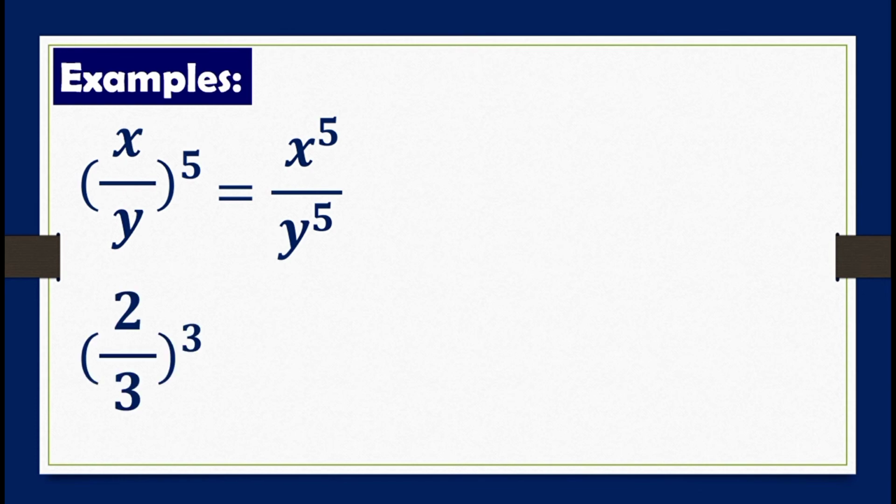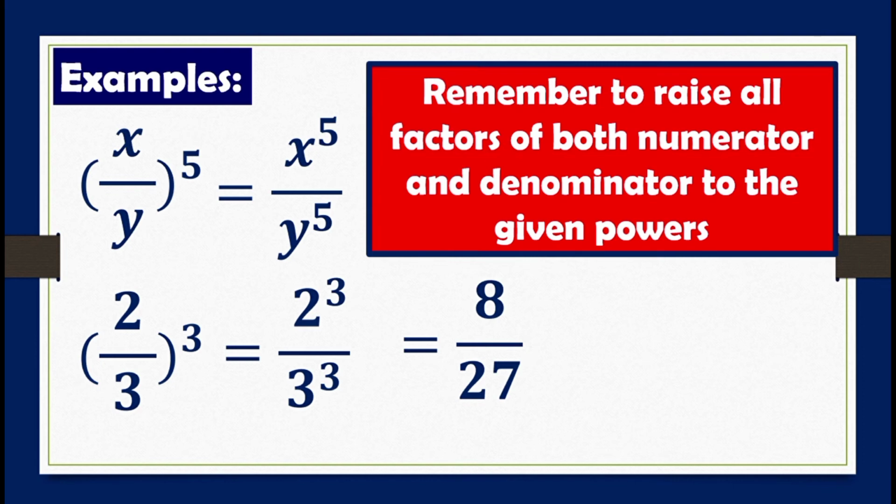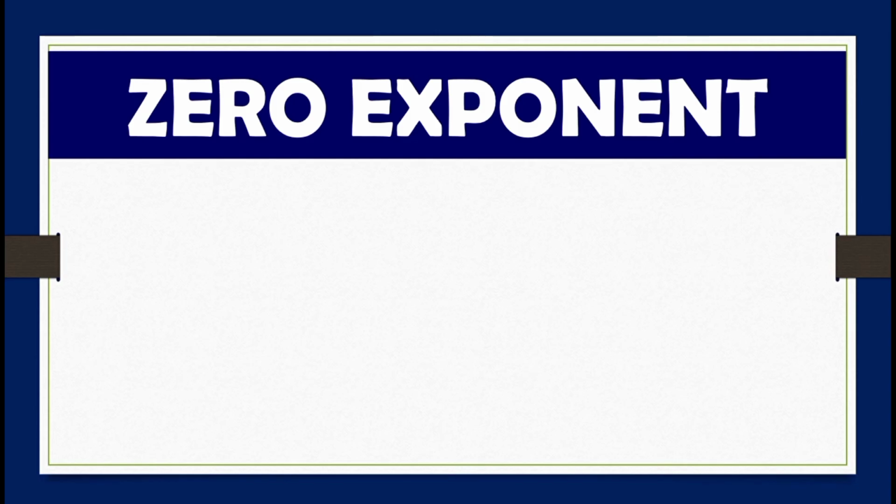Another one, (2 over 3) raised to the 3rd power. In this case, the simplified expression becomes 2 cubed over 3 cubed and can be written as 8 over 27. Just remember to raise all factors of both numerator and denominator to the given power for us to simplify the given expression.